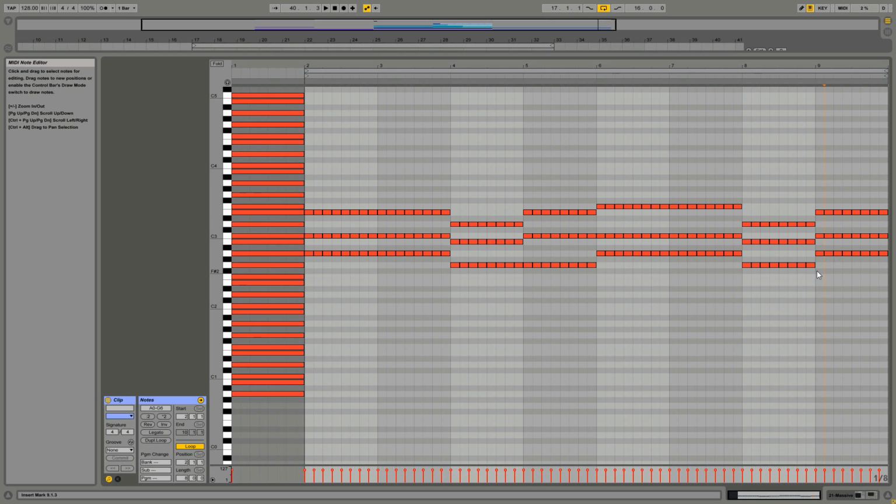So this is pretty common. You're starting with your root chord and you're ending with your root chord, or you're just starting with your root chord, or you're just ending with your root chord. So let's have a listen.